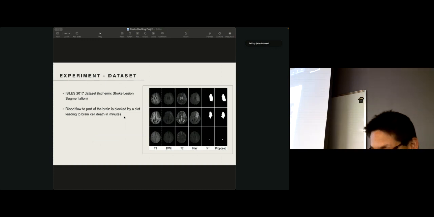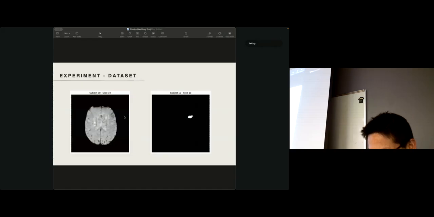For the data set, I used part of ISLES 2017 off of Kaggle, because the full ISLES 2017 data set could not be accessed unless you request access and are accepted. So I used a part of it from Kaggle. This is another example of part of my data set. As you see, subject 30, slice 10.